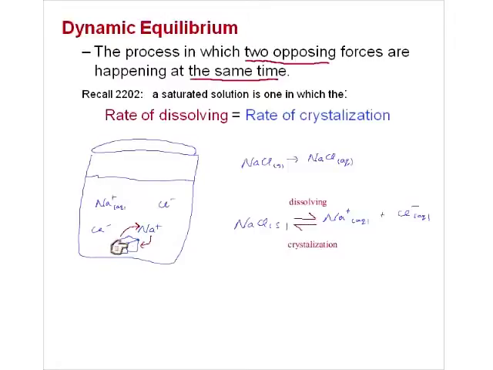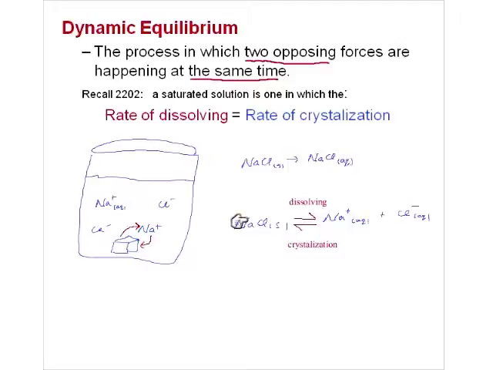That's our observation. The amount of solid sodium chloride at the bottom doesn't change, but it changes its overall shape. It begins to slope down and starts changing over time. But the overall amount of the material stays the same. So we can say that the rate of dissolving is equal to the rate of crystallization.